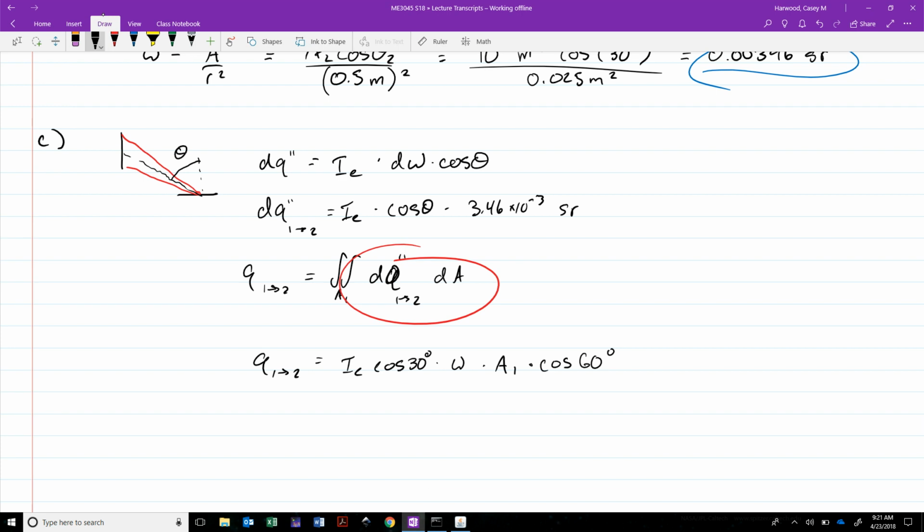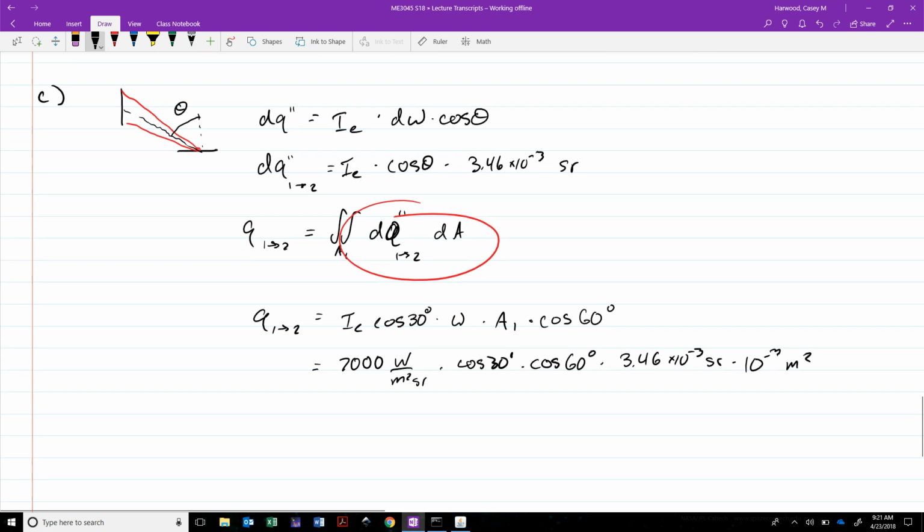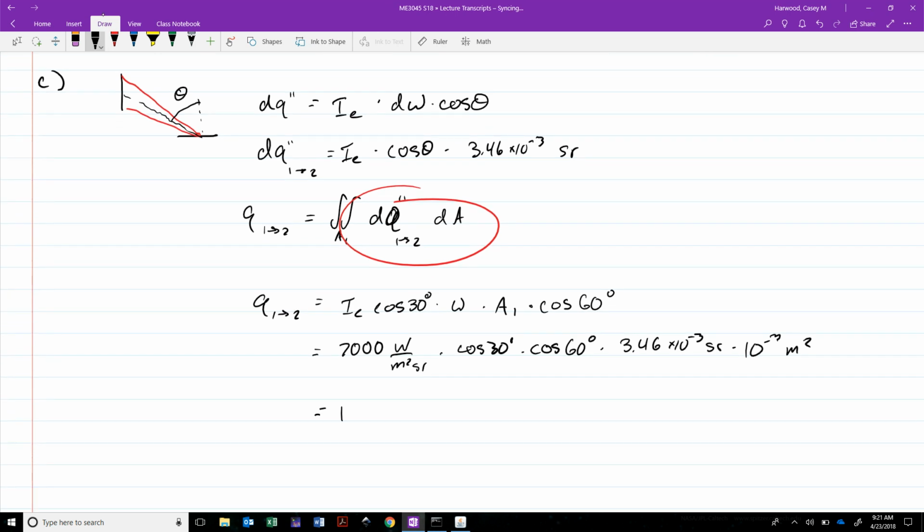And so plugging everything in, that would be our 7,000 watts per meter squared steradian times cosine of 30 degrees times cosine of 60 degrees times 3.46 times 10 to the negative third steradians times area 1, which is 10 to the negative third meters squared. And this should all work out to a value of 12.1 times 10 to the negative third watts.